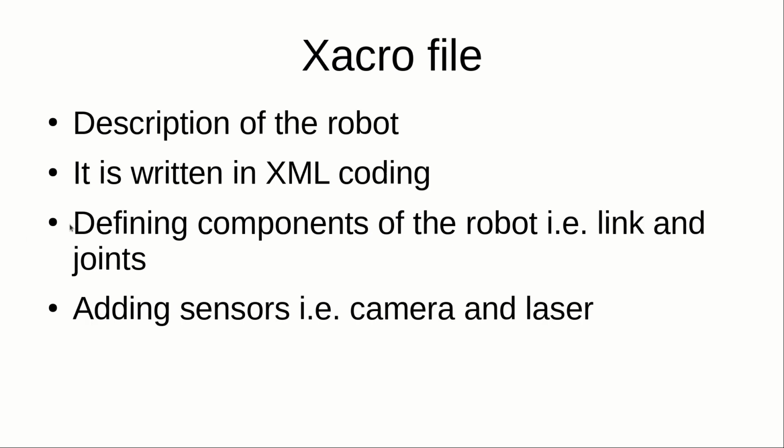A Xacro file is written in XML coding format and describes our robots. We can define the components of the robot, such as links and joints. We can also add different types of sensors, like camera, laser, and other sensors.